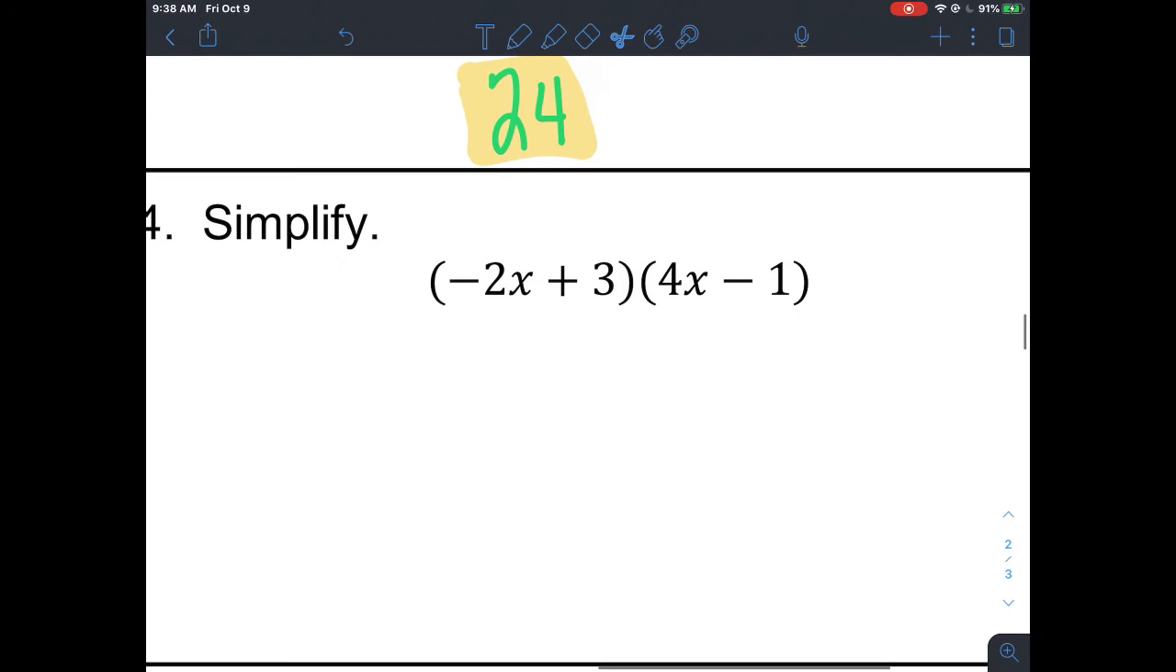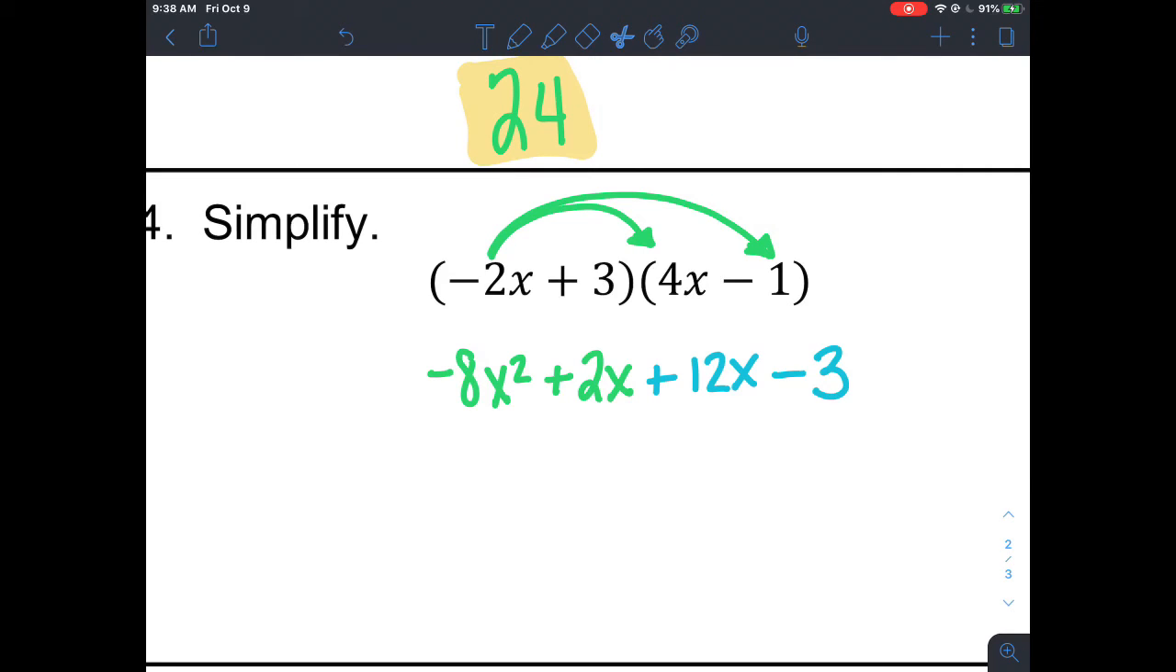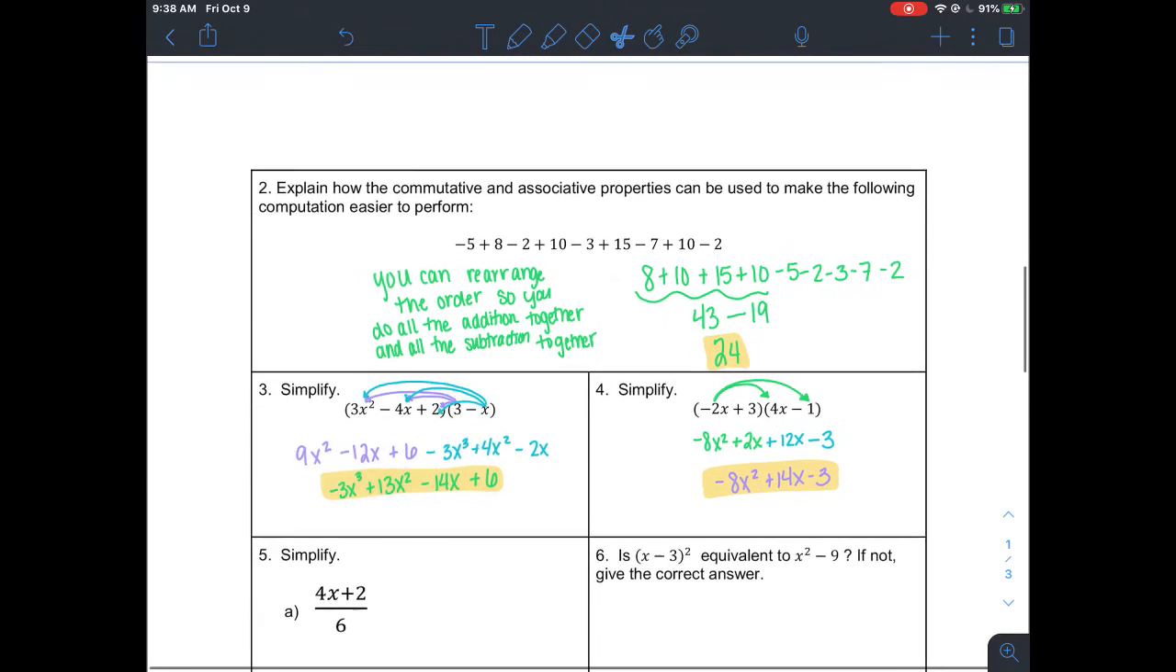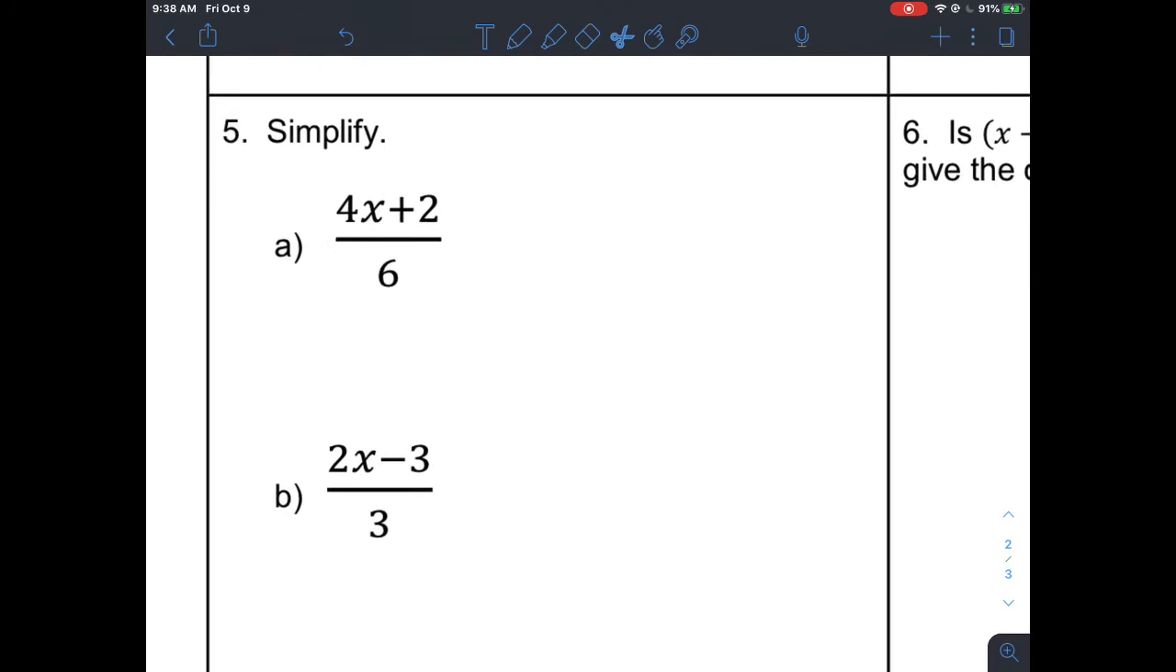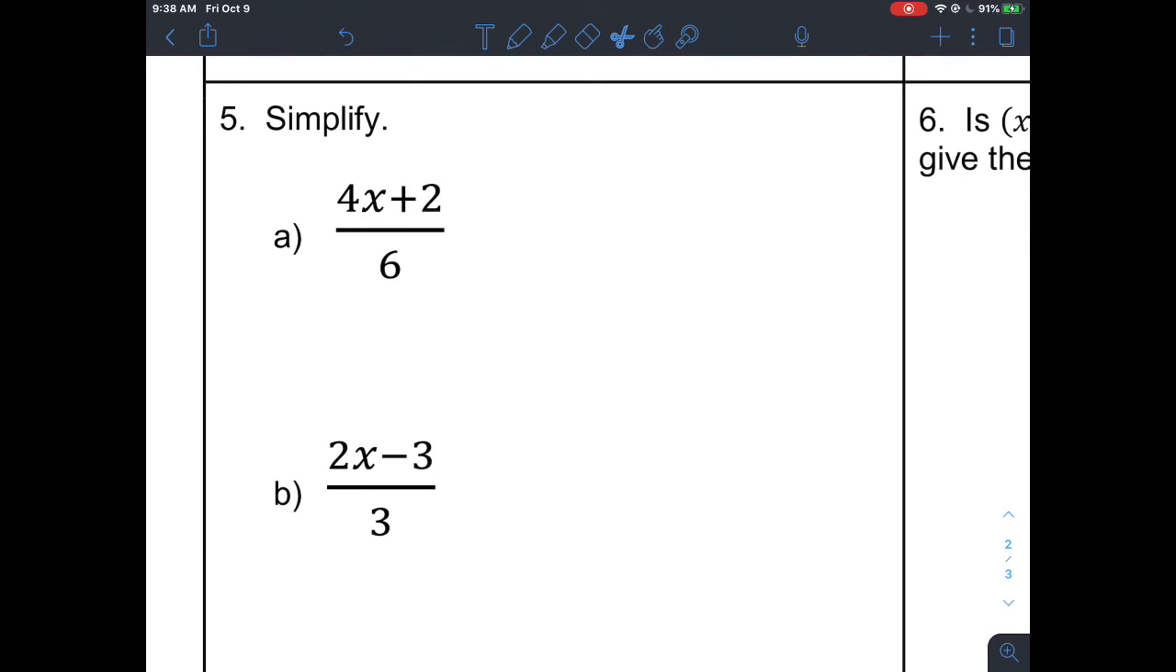The next one, 2 terms in the first parenthesis, 2 terms in the second parenthesis. So I'm going to distribute traditionally, I guess, to the right. So I'll distribute my -2x to the 4x and the -1, and then I'll distribute, so I did that. And then I'll distribute the 3 to the 4x and the -1, and then I can combine my like terms for a final answer.